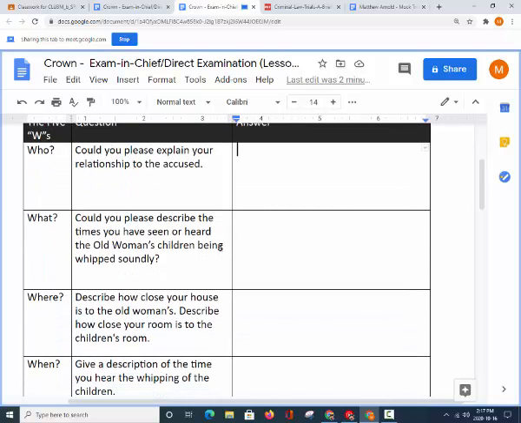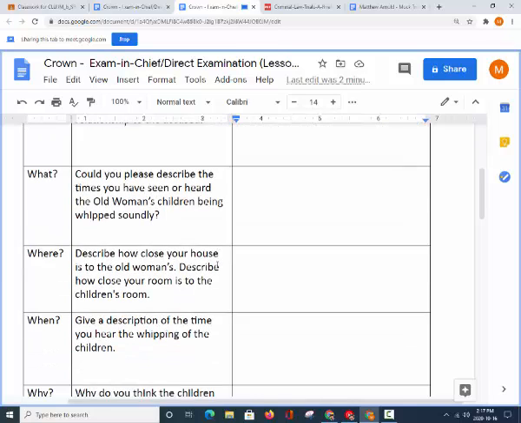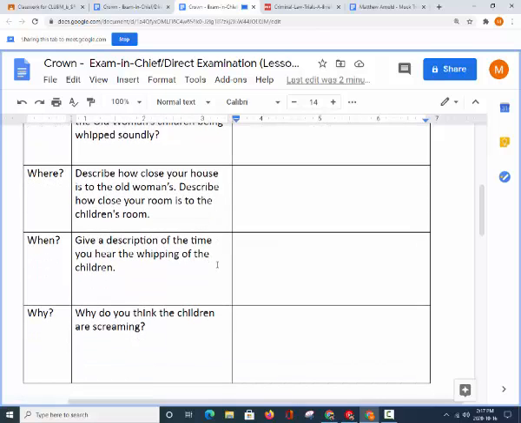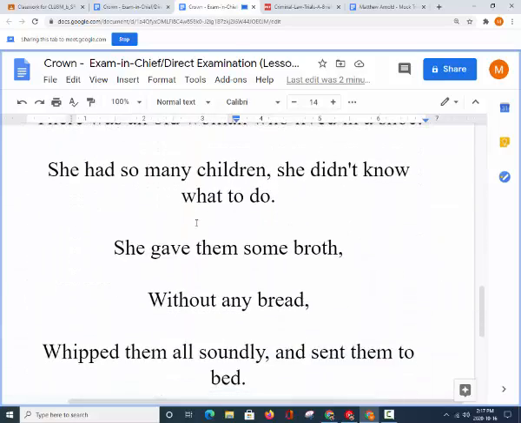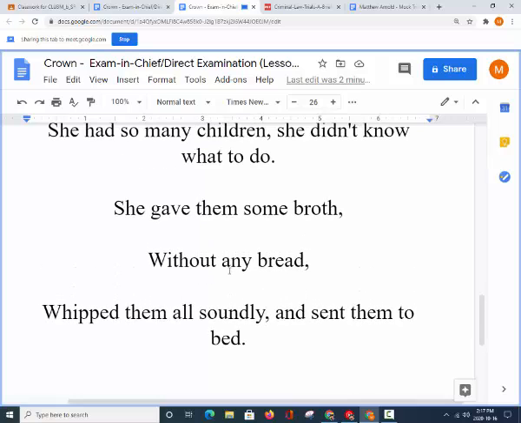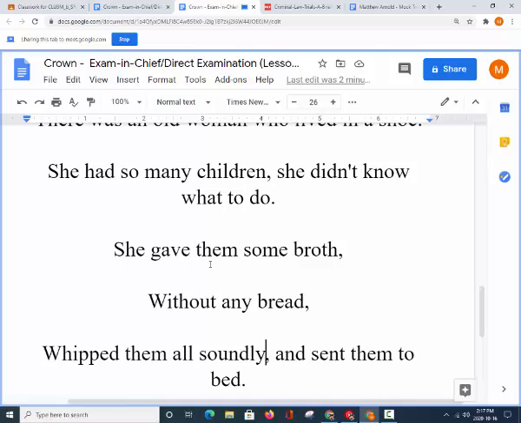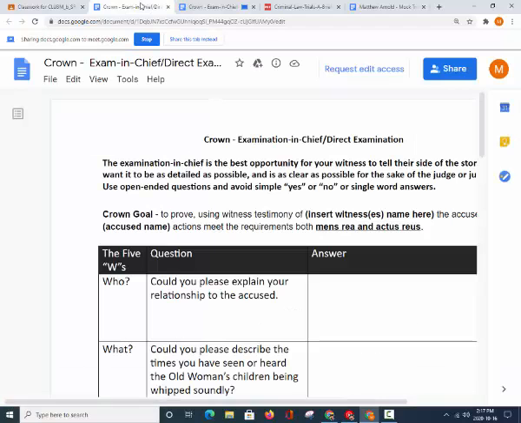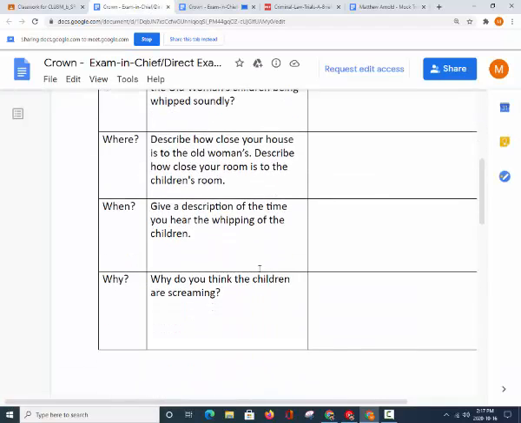Could you please describe the times you have seen or heard the old woman's children being whipped soundly? Describe how close your house is to the old woman's and describe how close your room is to the children's room. We know he is the next door neighbor. Give a description of the time you hear the whipping of the children. And we know that it's right around bedtime and definitely after broth time.